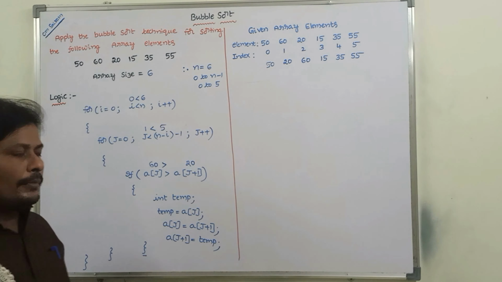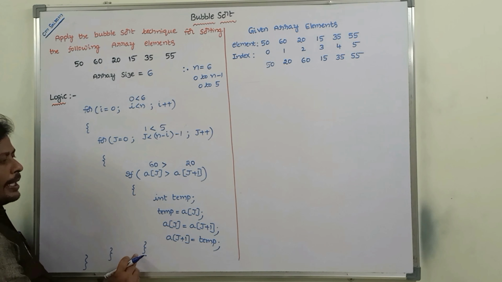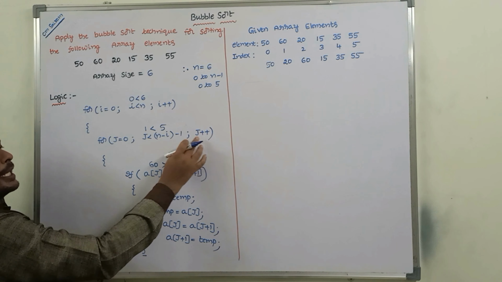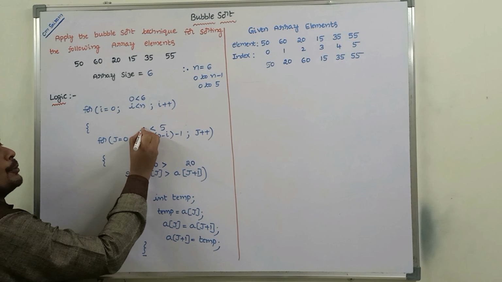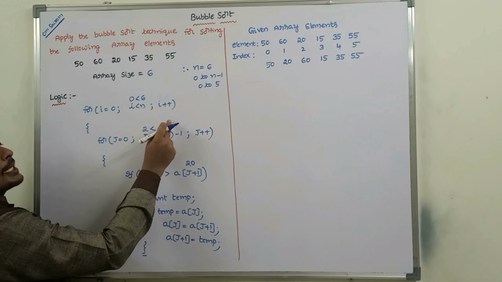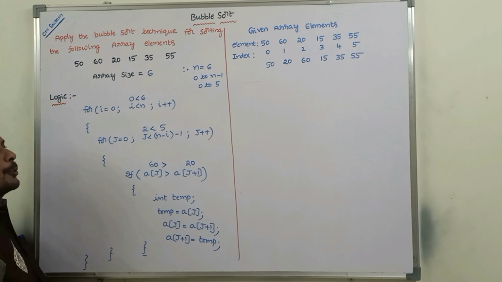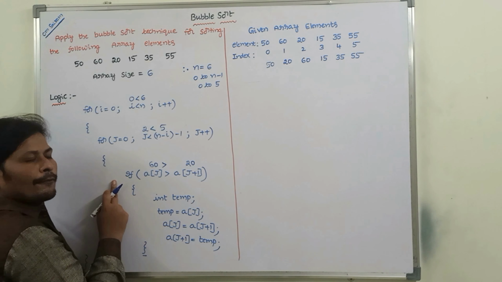Okay. Next, after that again j value is incremented. Now j value is 2. 2 less than 5. Condition true. The control goes to the body of the for loop.